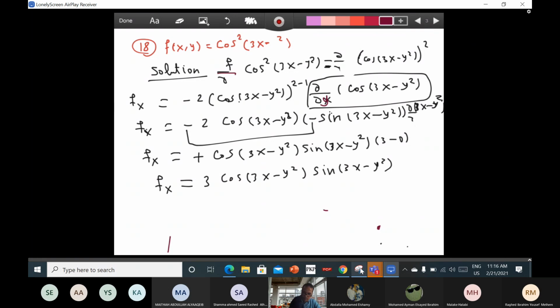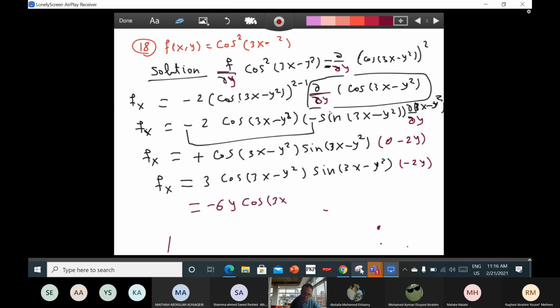Okay. Partial y, partial y, partial y, partial y. Now the difference is only in the last piece. Only the angle is different. So what is the derivative with respect to y? The derivative of x with respect to y is 0, minus 0, and the derivative of minus y square is minus 2y, right? Yes. Now I just multiply this minus 2 by here, so it will be minus 6y cosine 3x.